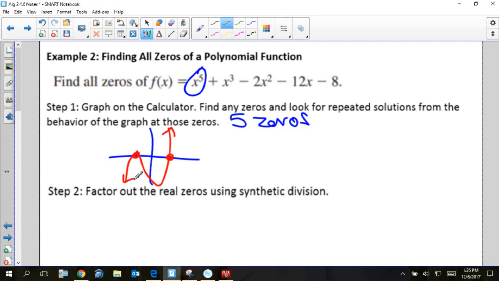So this says graph in the calculator. Find any zeros. Look for repeated solutions from the behavior of the graph at those zeros. What does it tell you? Right here, when the graph comes up to the x-axis and then bumps down, what does that tell you? There's a multiplicity right here. We have a multiplicity.